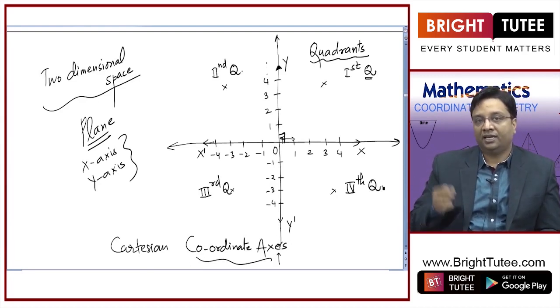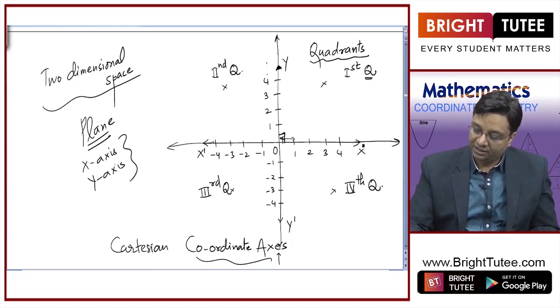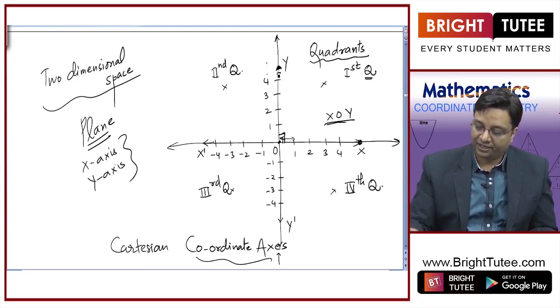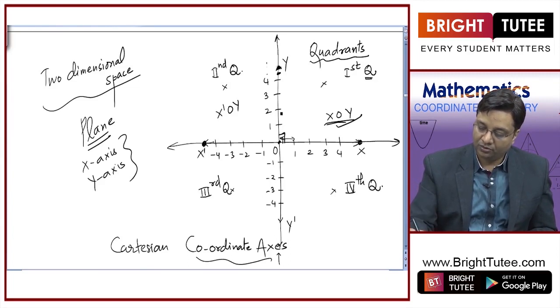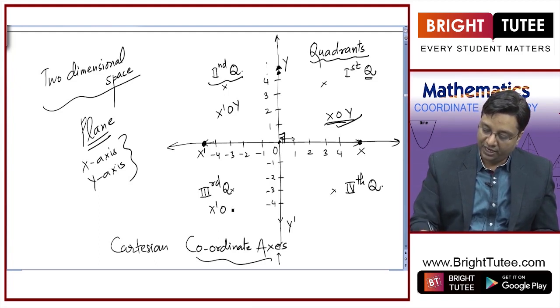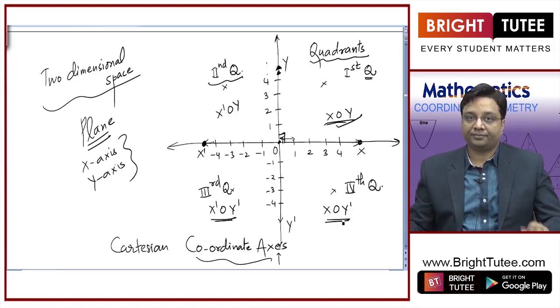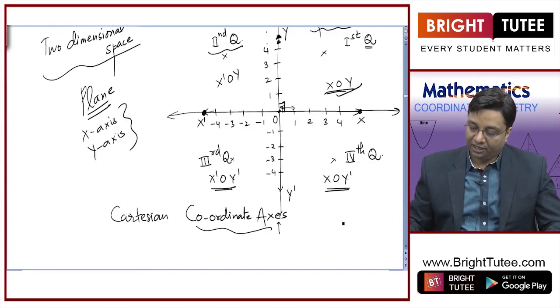So the two mutually perpendicular lines divide the entire plane into 4 parts, and these 4 parts are known as quadrants. And I have told you the convention that this part, if I denote it by X, O, Y, this X, O, Y, right? So this is my first quadrant, and this part X dash O Y is second quadrant. Similarly, X dash O Y dash is third quadrant, and X O Y dash is fourth quadrant, right?